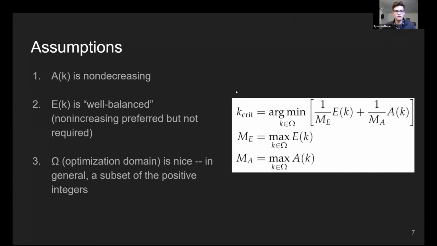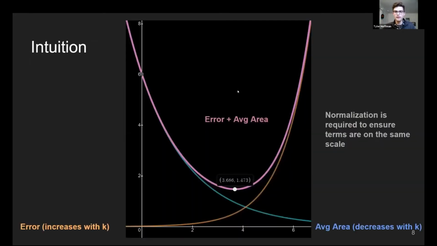And then finally, we assume that the optimization domain omega is nice. So this will be, in general, a subset of the positive integers, because those are the only acceptable numbers of clusters. You can't have half of a cluster created. And this allows us to do the brute force for loop, just cycling through it, as I described earlier.